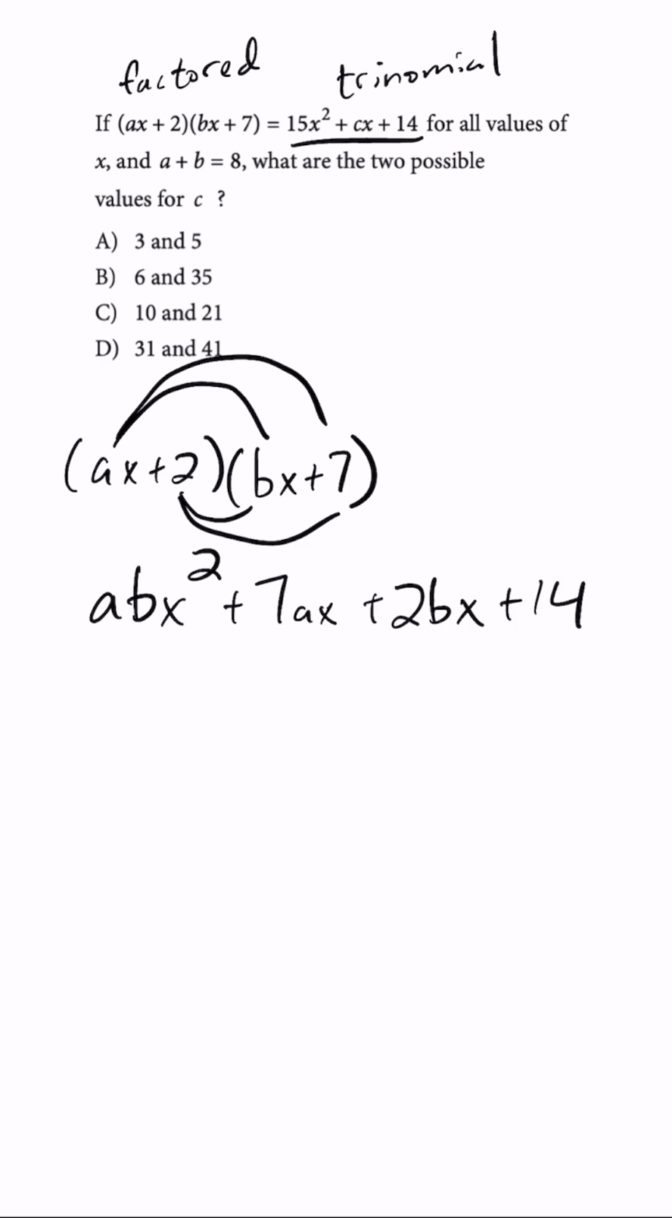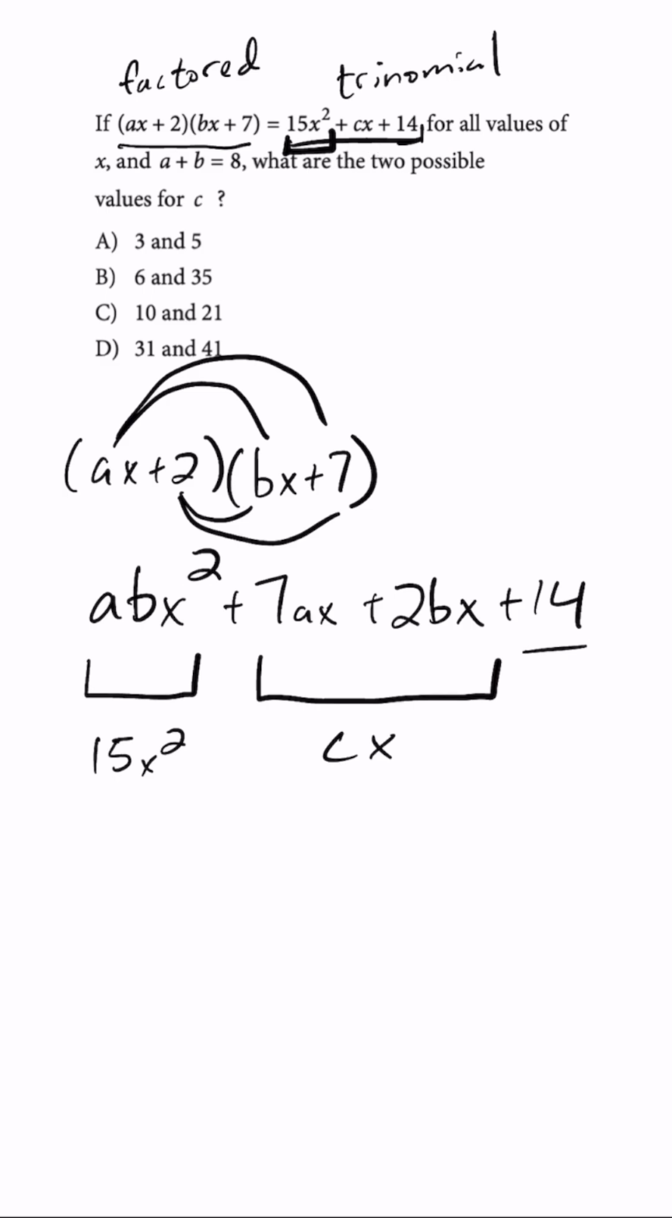So they tell us that the factored version up here is equal to this trinomial, 15x² + cx + 14. And that makes sense because we can see that we already have the plus 14 at the end, and that matches. And so we can also say that abx² needs to be equal to 15x² because that is the first term in the trinomial. And then 7ax + 2bx needs to be equal to cx because that's the second term in the trinomial.